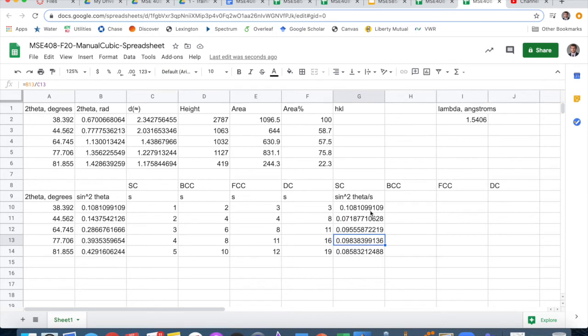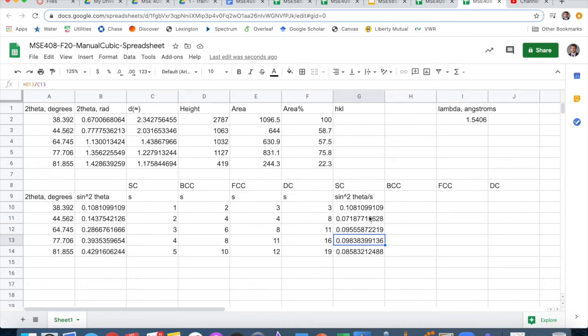Okay, so the next step, if you'll recall, is that we've calculated these values, and if this is the correct guess or assumption, then the sine squared theta over S is equal to a constant, and that's in terms of lambda and the lattice parameter. So we'll look at these, and we do notice some difference, right? This is 0.1, this is 0.07, 0.095, 98, 85. So they seem a little over the place.